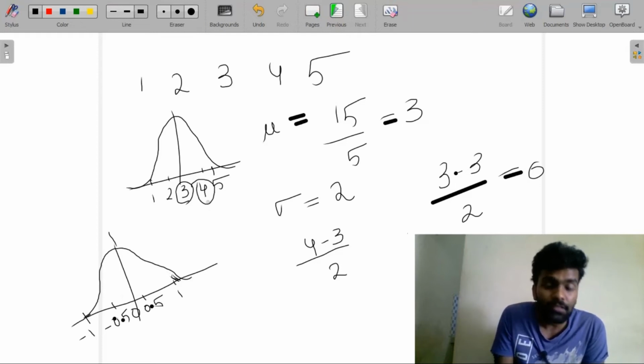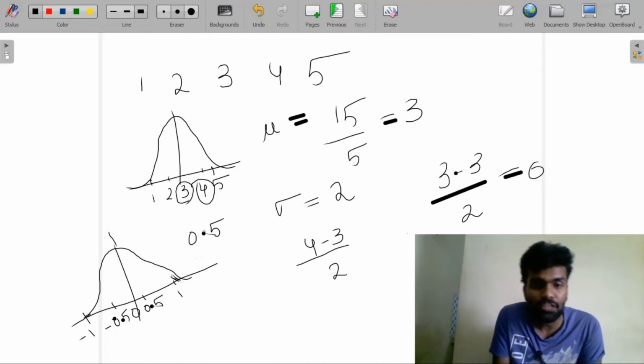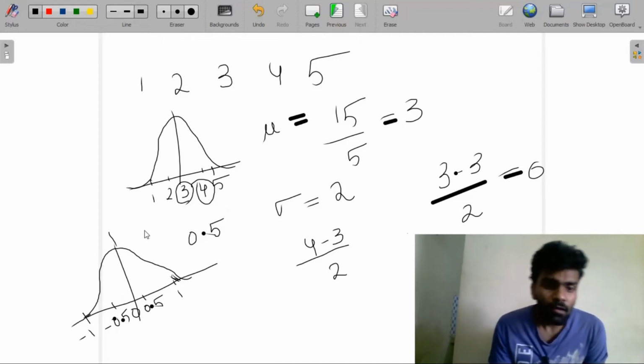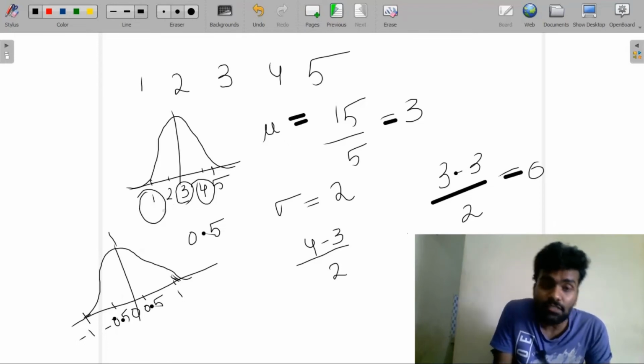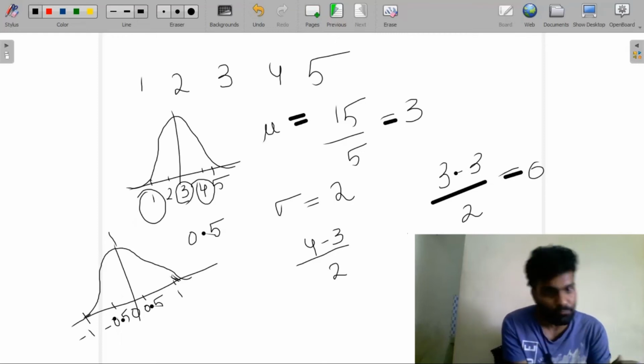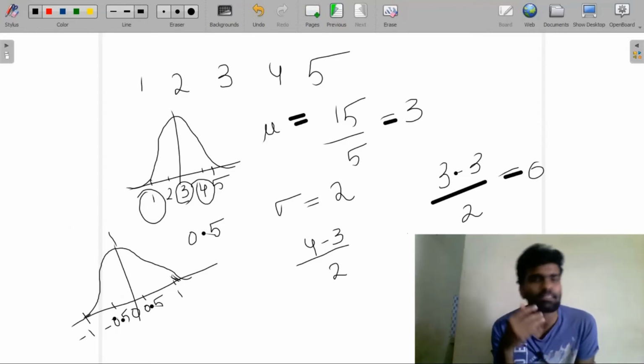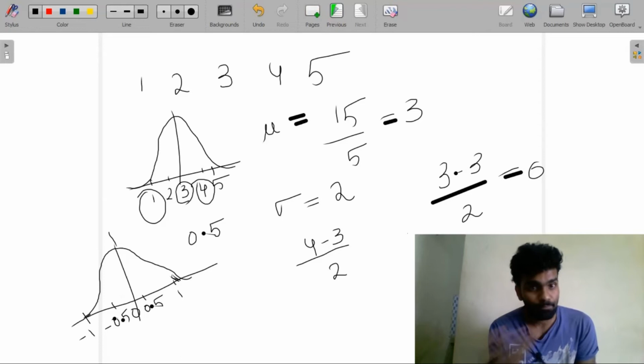So point 4 is 0.5 standard deviations away from the mean. And similarly, let's take this minus 1, which is the z score of 1. It is also 1 standard deviation away from the mean, but it is on the left hand side. That's why the minus here. So that's the meaning of this z score. That's the standard normal distribution, and that's how you are able to standardize your data.